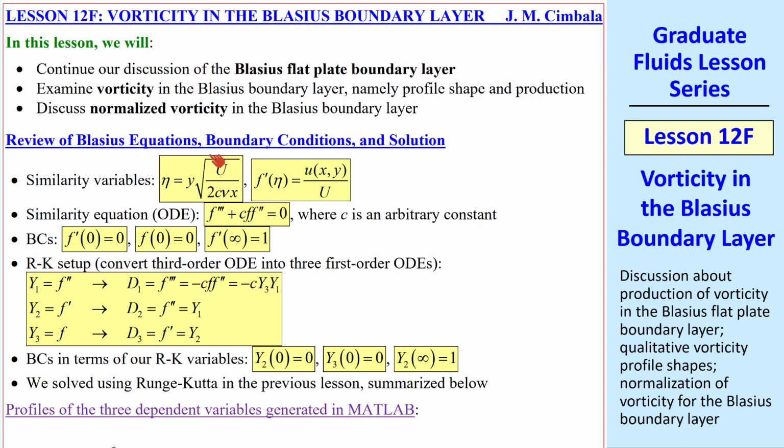Here's a quick review of equations, boundary conditions, and solution that we had from the previous lesson. We have these similarity variables, where c is an arbitrary constant, and our ordinary differential equation in similarity form reduced to this with these boundary conditions. I pointed out previously that even though this looks like a simple equation, there's no analytic solution. So we solved it with Runge-Kutta by splitting this third-order ODE into three first-order ODEs, as shown here, with these boundary conditions in terms of the Runge-Kutta variables, capital Y. And I solved this using MATLAB.